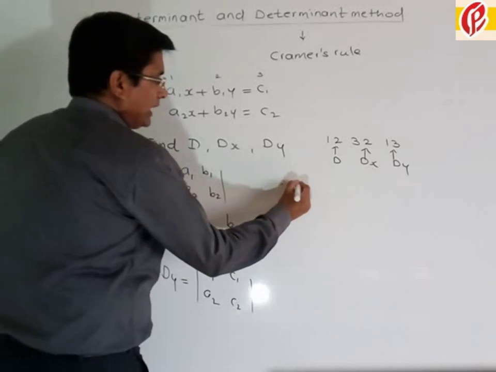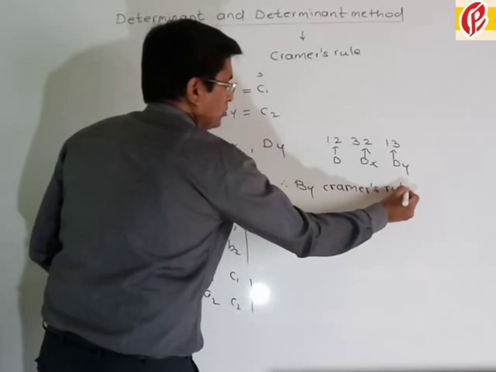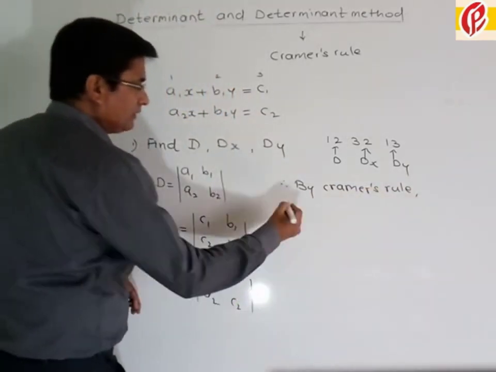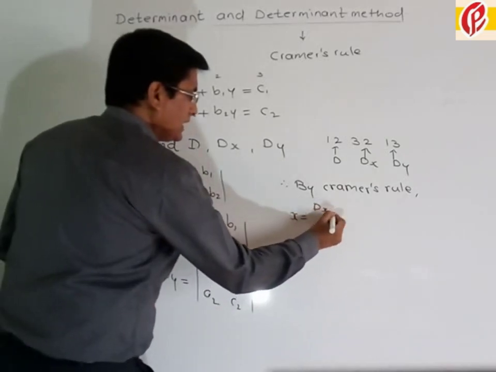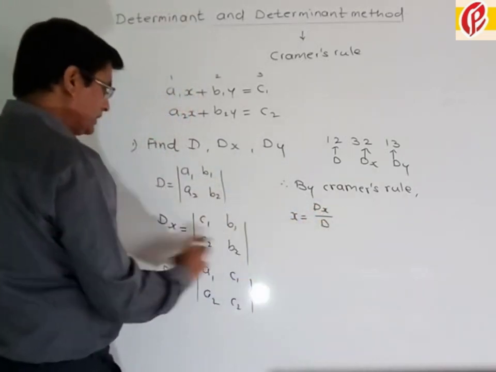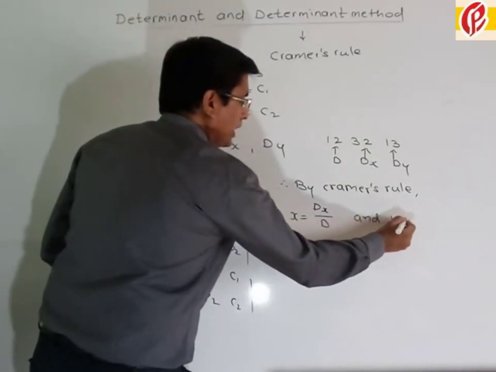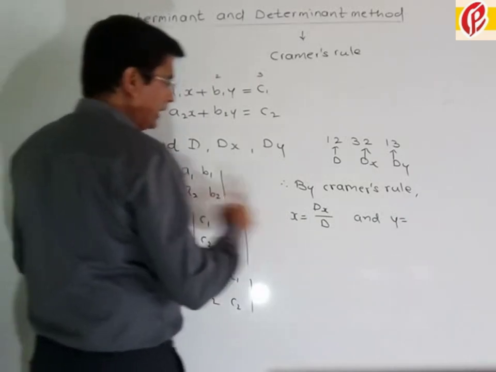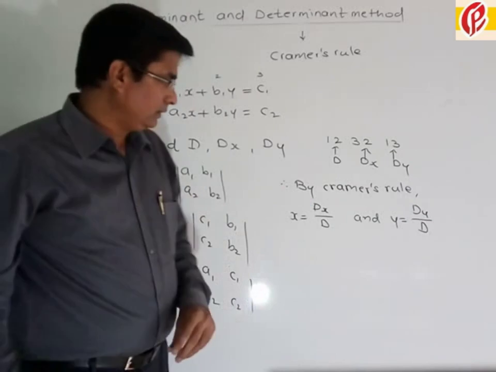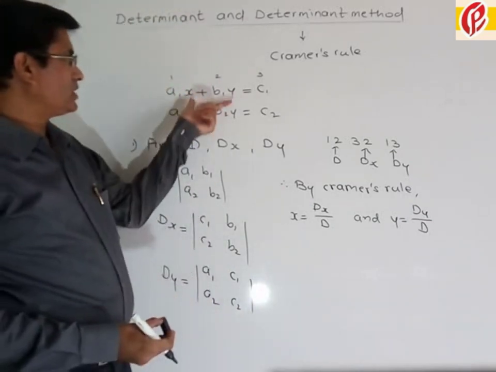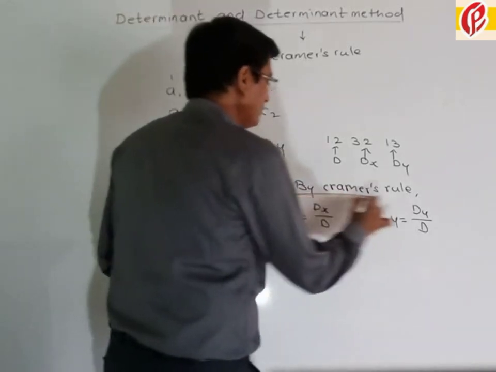Next, by Cramer's rule, how to find the value of x? So x is equal to, the formula is Dx upon D, the value of Dx upon the value of D, and y is equal to Dy upon D. This way you can find the solution of these two simultaneous equations by Cramer's rule.